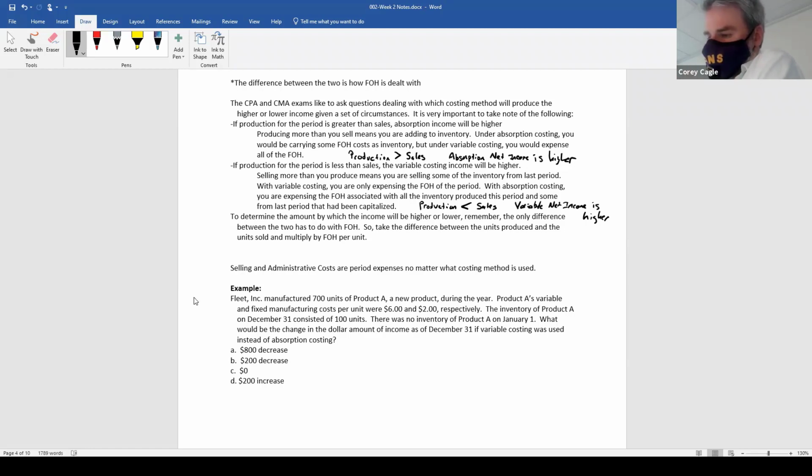First of all, production was 700 units. And they don't tell us exactly straight out how many units they sold. They did tell us that we got 100 units left over in inventory. So think for a second. Sales then were all but those 100. Makes sense, right? Otherwise, how do you still have 100 units left over? So we know we produced more than we sold. We know absorption income is going to be higher because that's just what we know. We already memorized that.